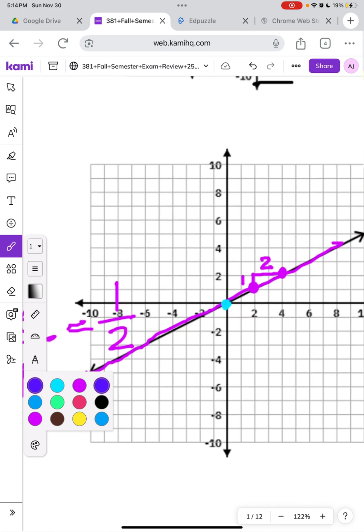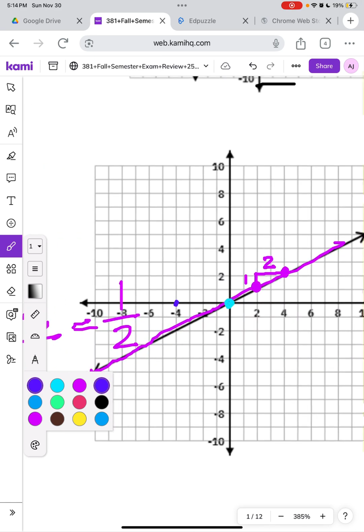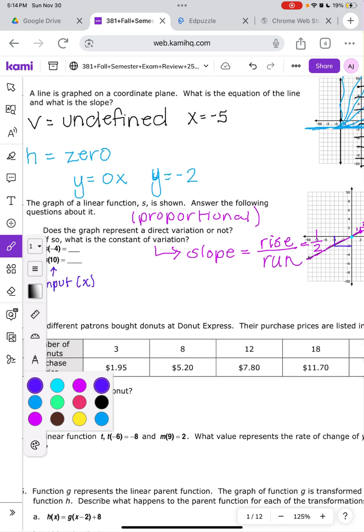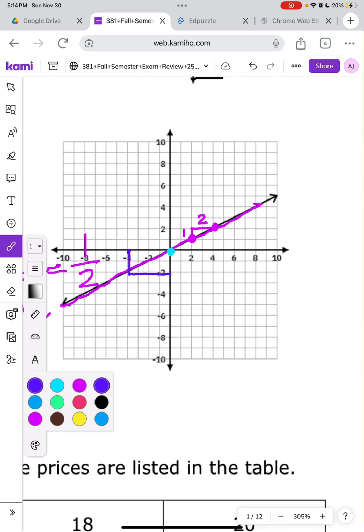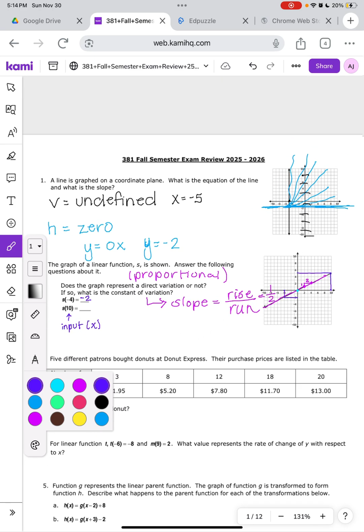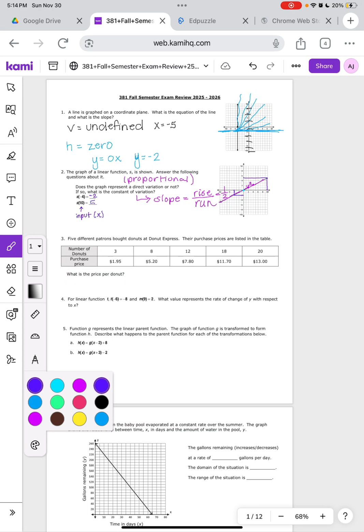When x is -4, let's zoom in again. When x is negative 4, we're going to go down to our line. Our y value is negative 2. So this one is going to be negative 2. And then when x is 10, we go to x. Where's 10? And then we go up. Our y value is going to be 5. All right, there's questions 1 and 2 for you.